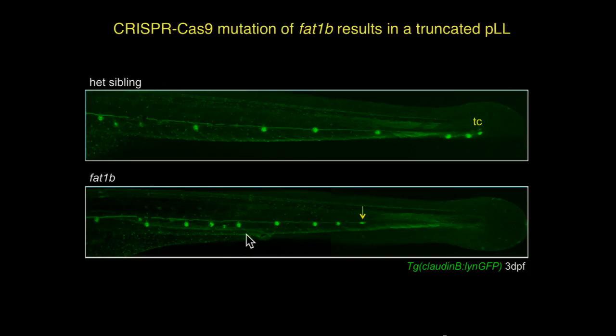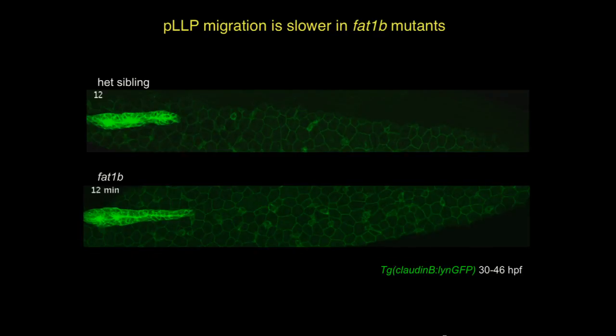So I generated a CRISPR-Cas mutant in fat1b in zebrafish, which nicely shows a truncated lateral line. So once again, I'm showing you a wild-type embryo on the top panel with a fully formed posterior lateral line. And in fat1b mutants, we see once again this loss of the terminal cluster, premature stalling of primordium migration, and an anterior shift in where neuromasts are deposited, suggesting that fat1b is in fact involved in collective cell migration.